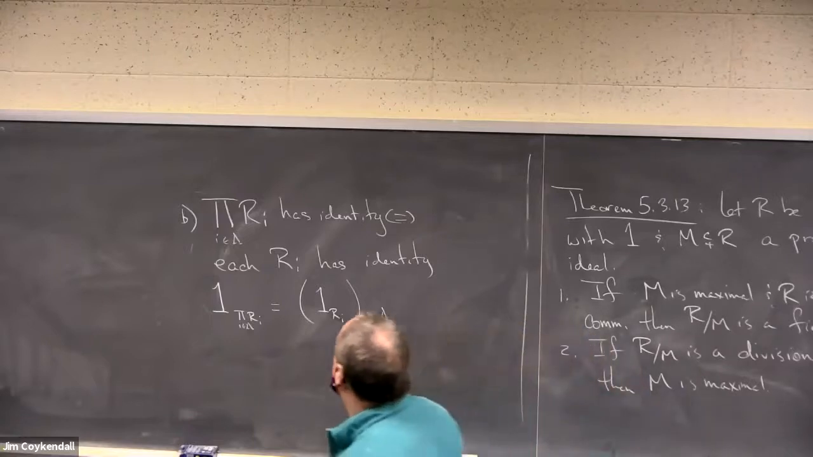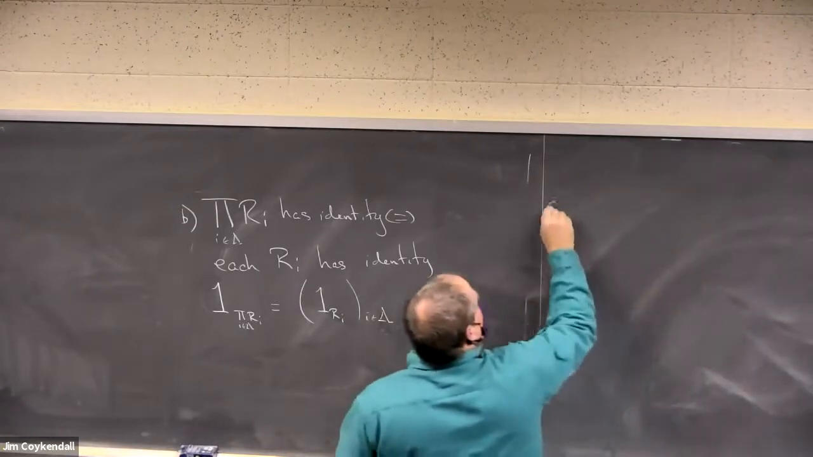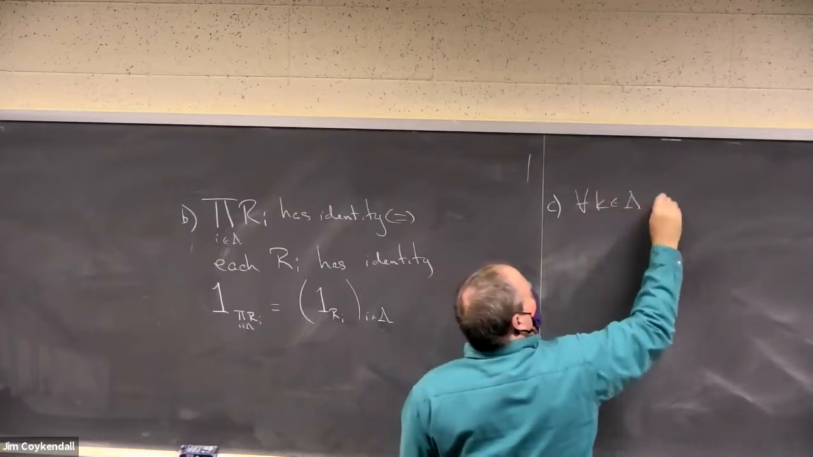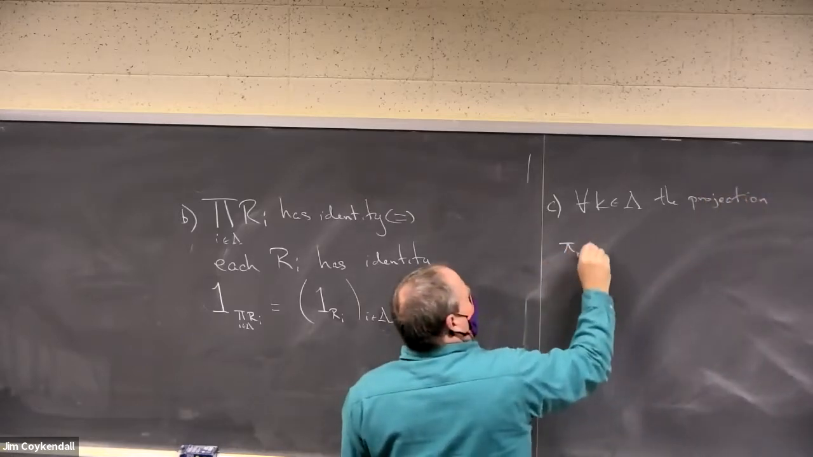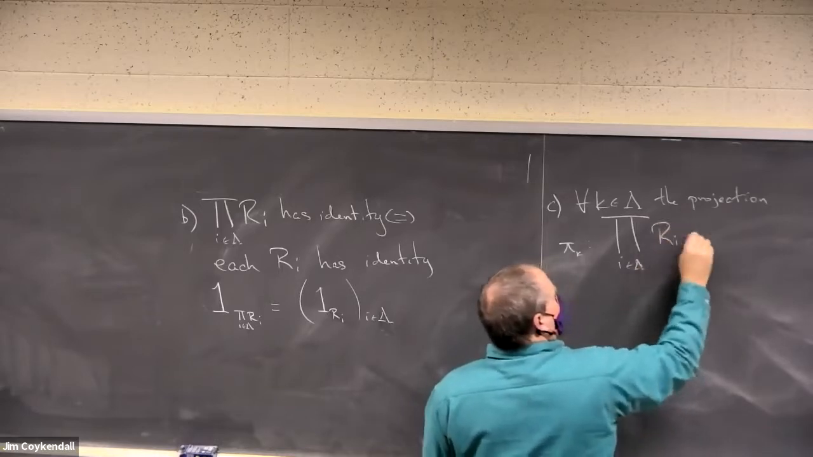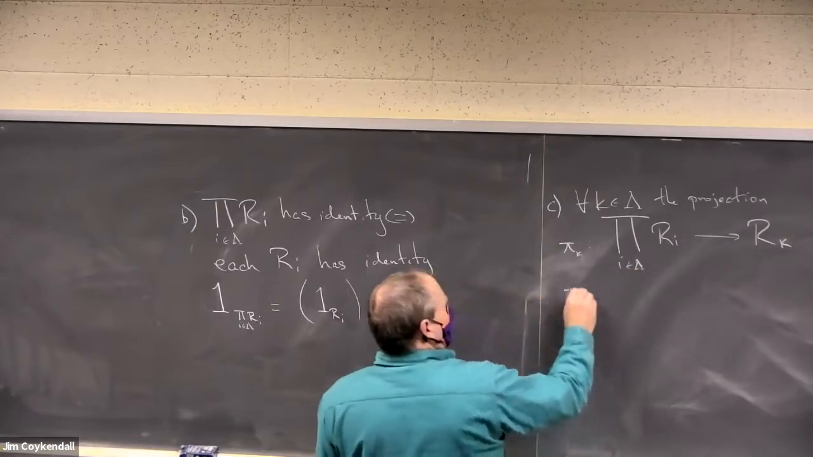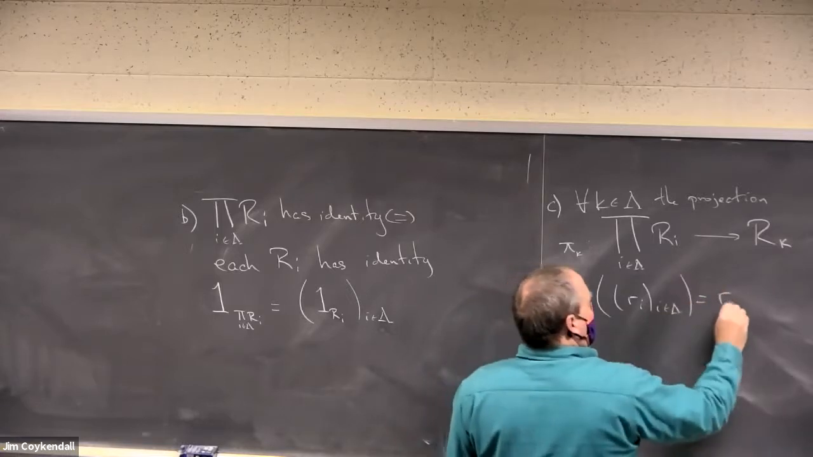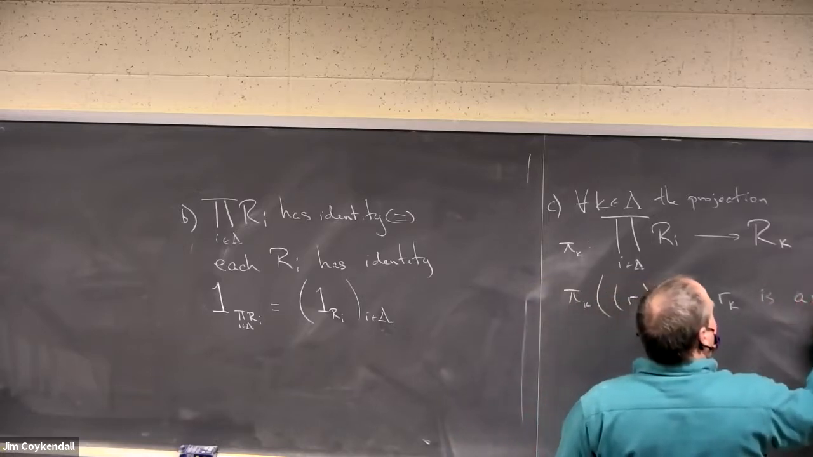C, number C, for all k in the index set, the projection from the direct product, given by pi_k of the net (r_i), which reads the k-th coordinate, is a ring epimorphism.